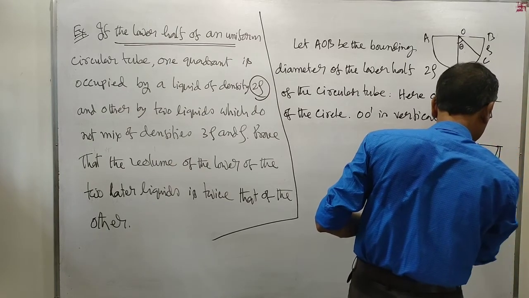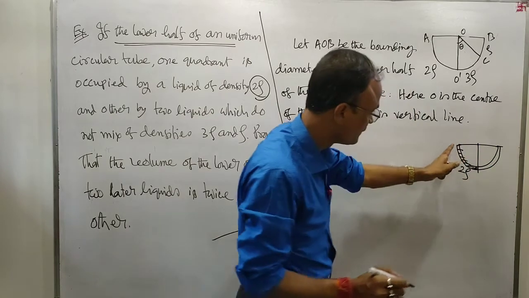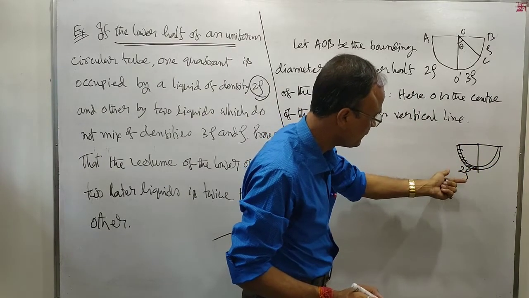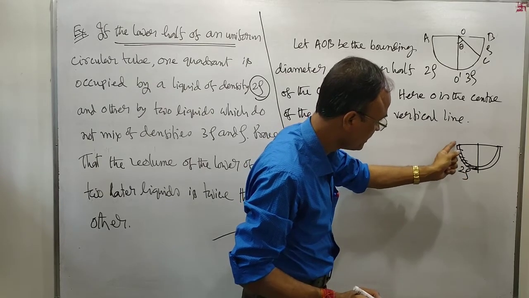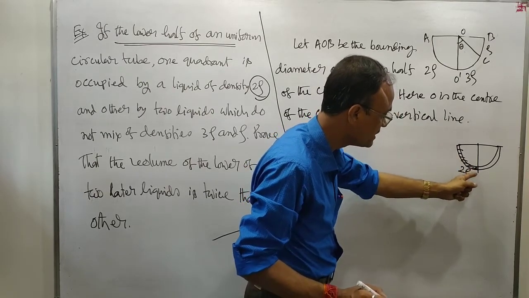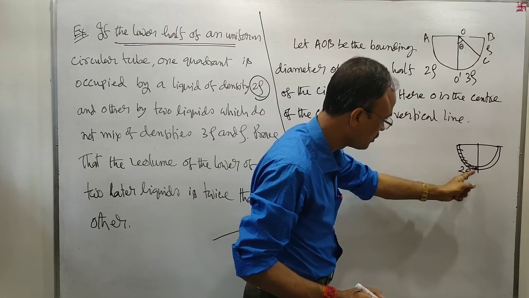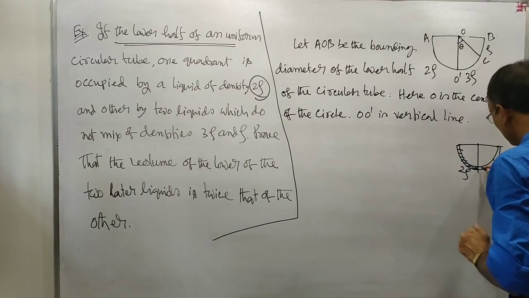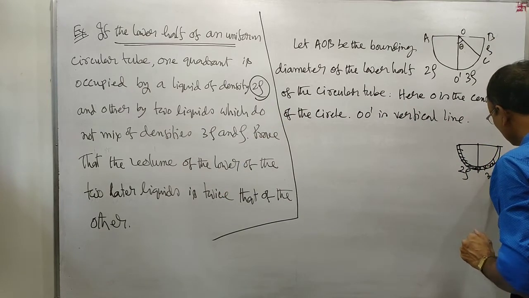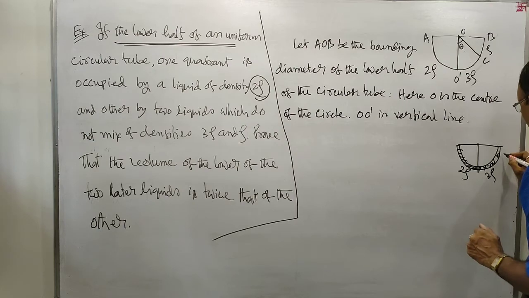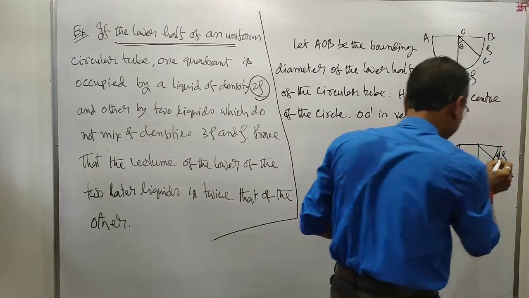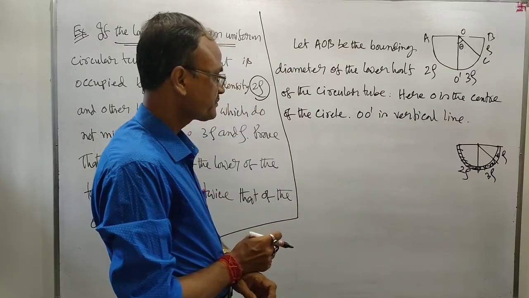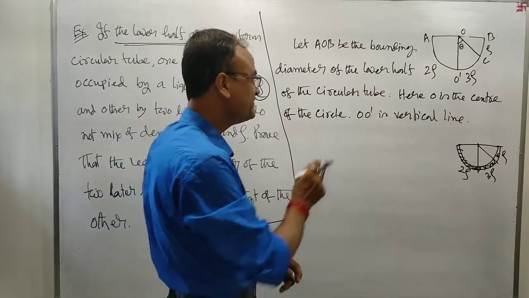Here, in this portion, liquid of density twice rho. This portion is occupied by the liquid of density twice rho. And suppose this portion has liquid of density thrice rho, and this portion, liquid of density rho. C is the surface of separation, like this. Actually, O dash is a vertical line.